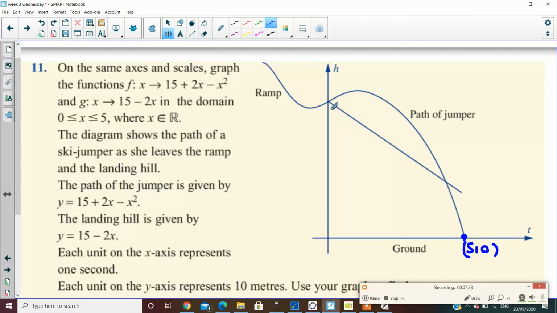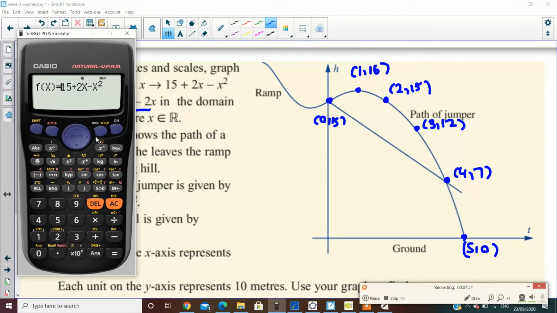So what's next? 0, 15. The peak is roughly 1, 16. Here is roughly 2, 15. What's the next one? 3, 12 is somewhere around here, I'd say. And the one after that? 4, 7. I don't know if that's the point of intersection or not. I'm going to check that now. What's the next thing I can check?